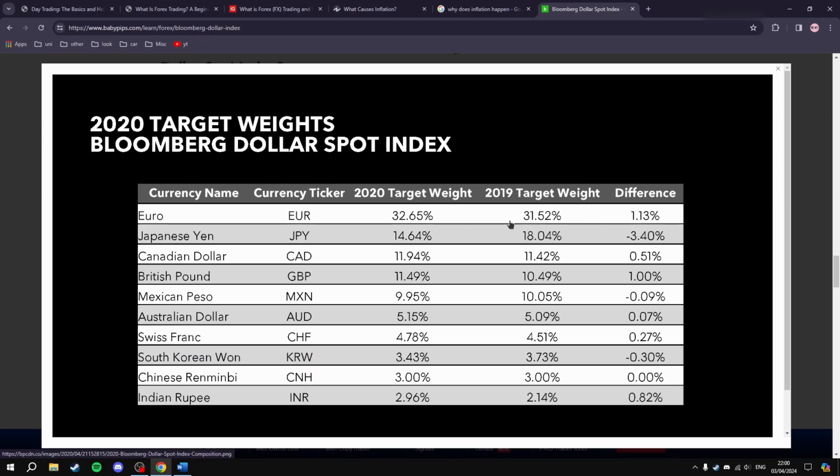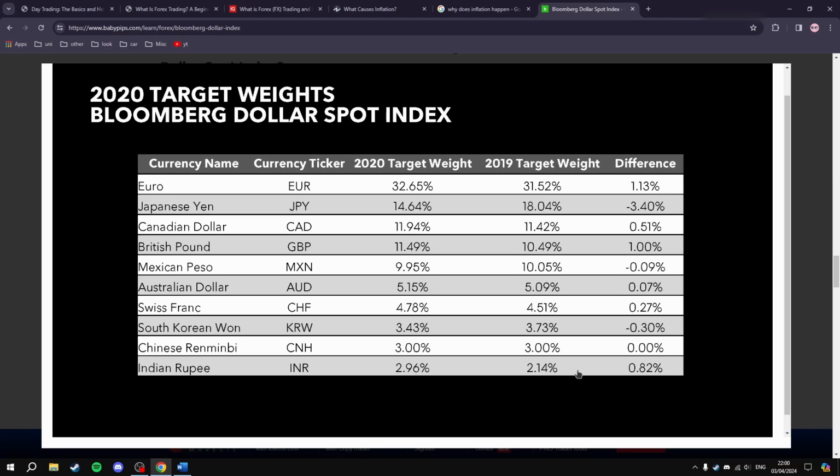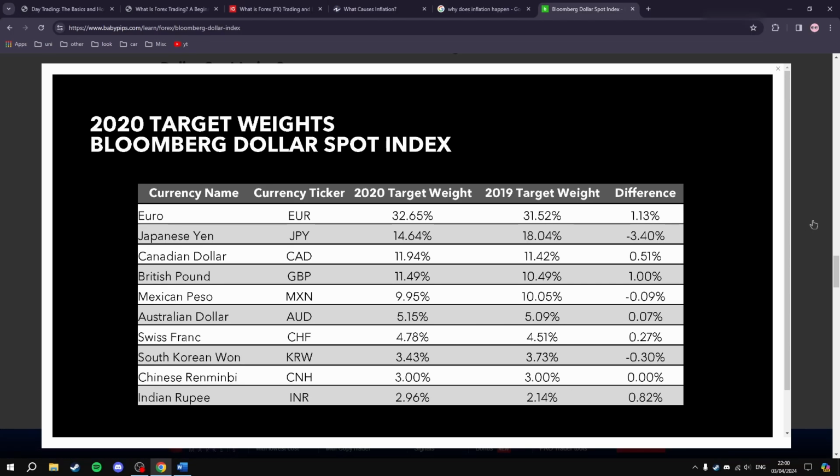Euro. So Euro's gone up. Japanese yen's gone down quite a lot, minus 3.4%. Canadian dollar, yeah, not that much change. So Euro, and I guess 1% is a bit of a change. The British pound, the yen and the euro have changed a lot. And the Indian rupee to some sense as well.